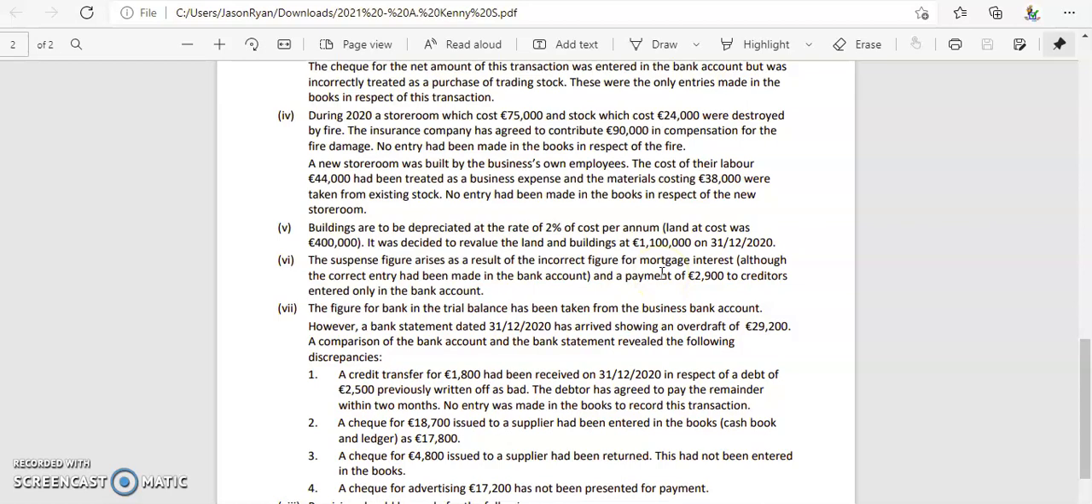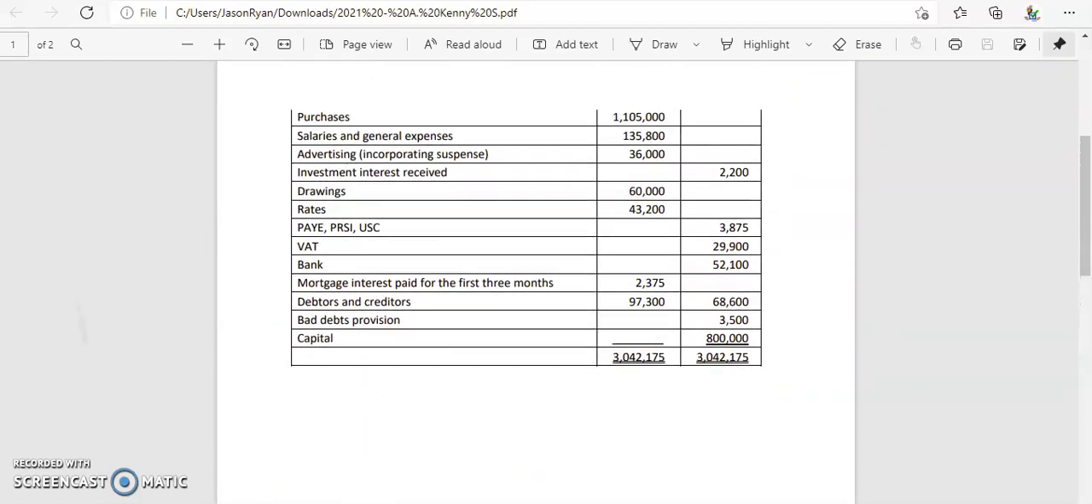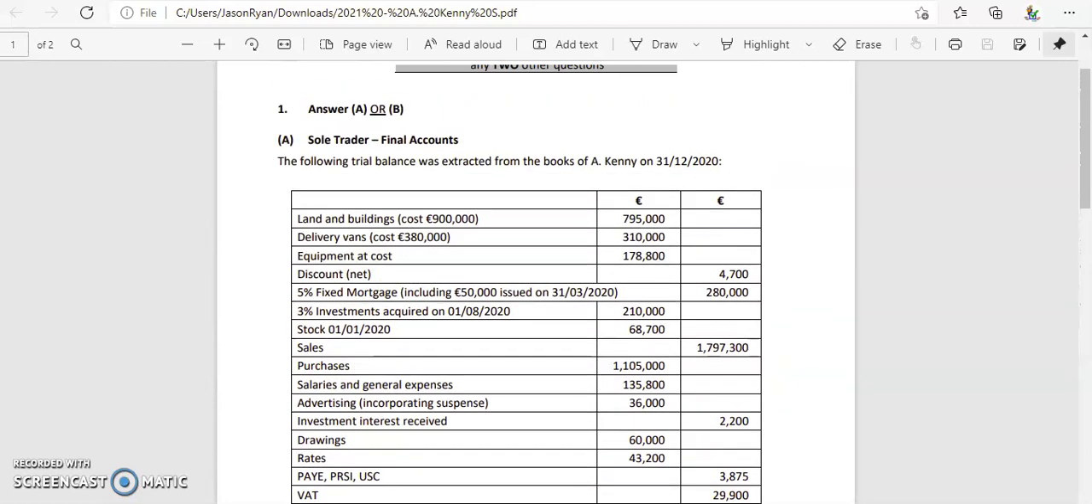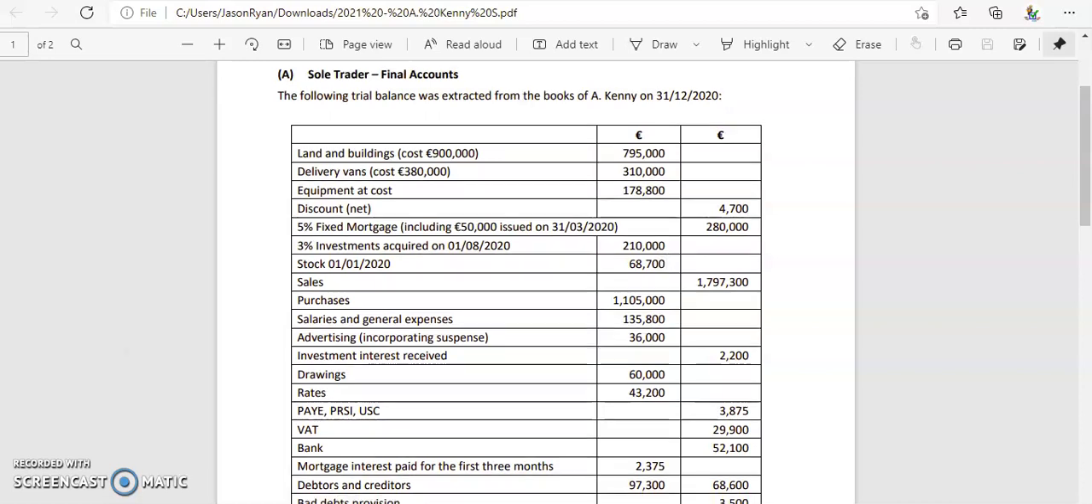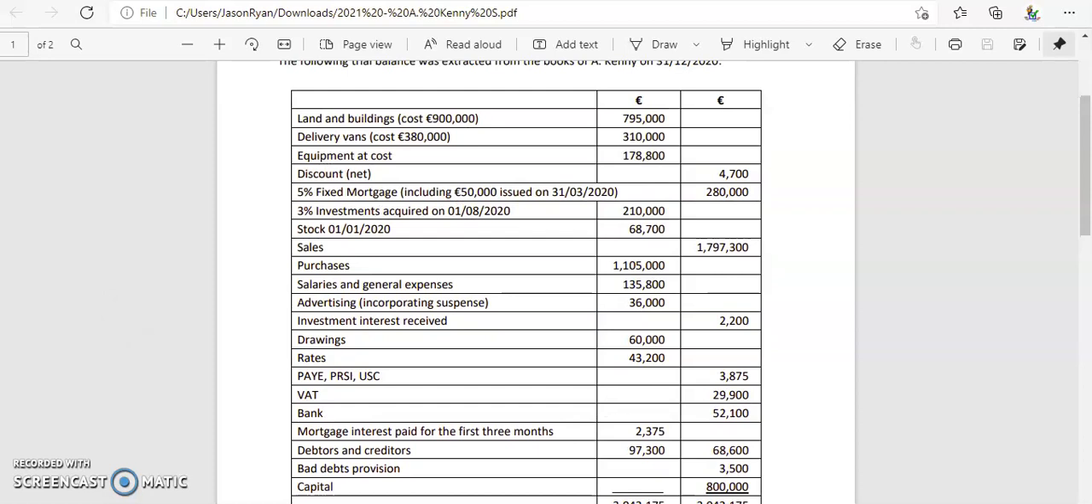There's a couple of adjustments with the mortgage interest. We're going to have to find out how much the mortgage interest is first. How much should we have paid for the year to go into our operating income, to take away from our operating income in our profit and loss account. Find out what we should have paid for the first 3 months, and then adjust that, and adjust for our suspense.